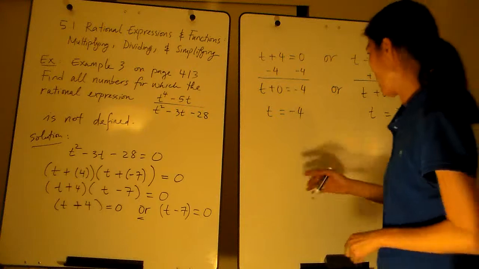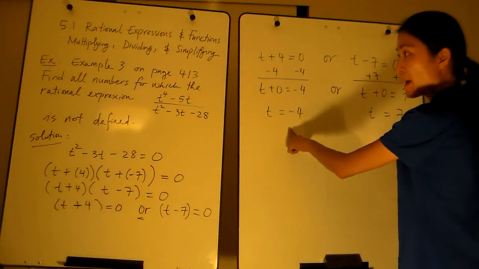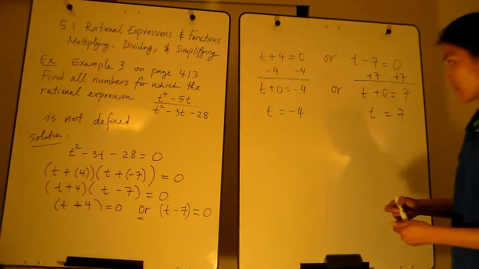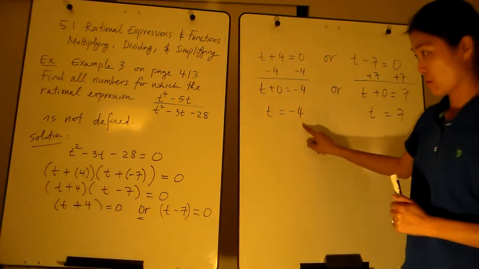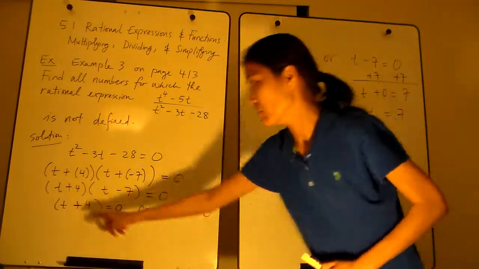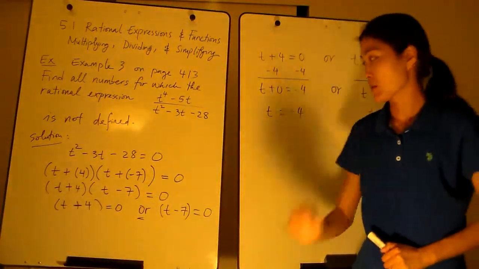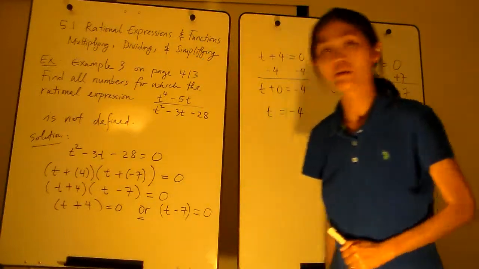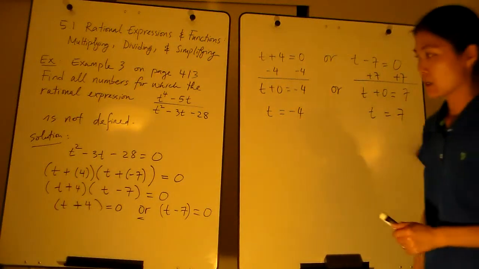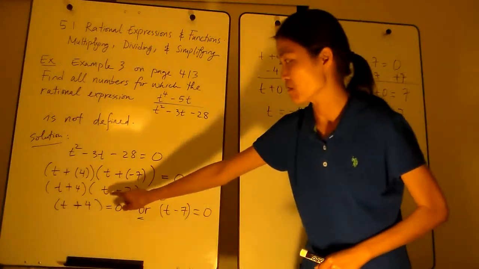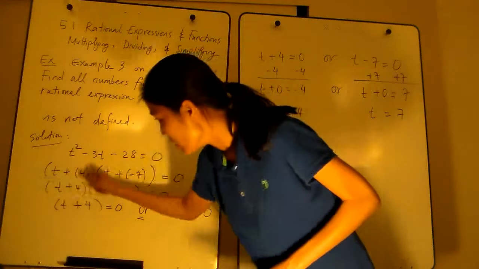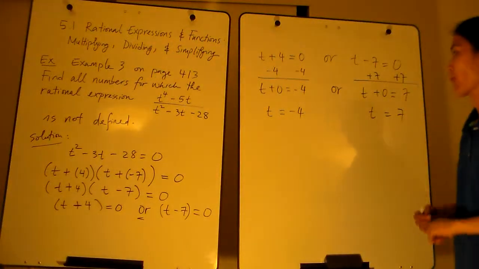So that means these two t's will make this denominator equal to 0. You can test, right? Take t equal to negative 4, plug it in here. Negative 4 plus 4 is what? 0. 0 times anything is 0. Or when you have t equals 7, substitute t equals 7 into the second factor. 7 subtract 7 is 0. 0 times anything here is guaranteed to be 0.